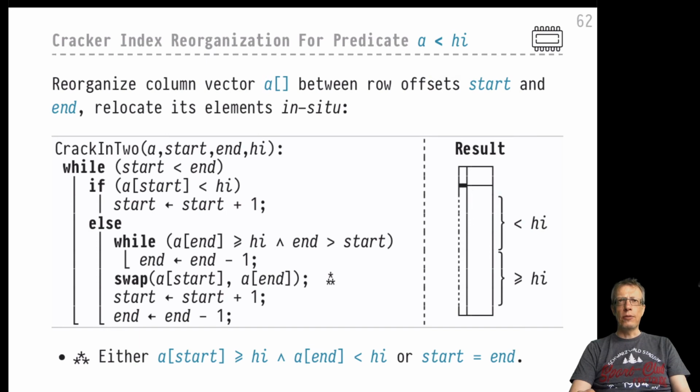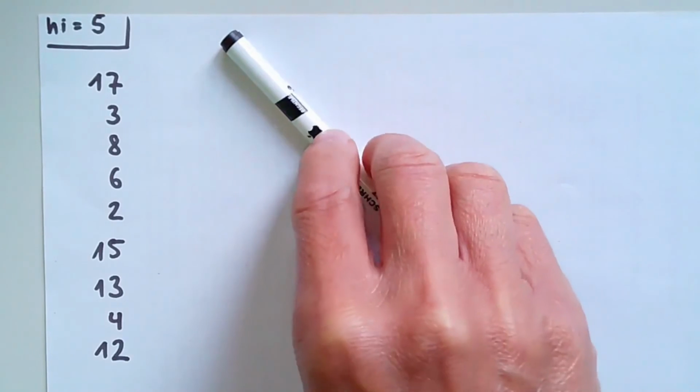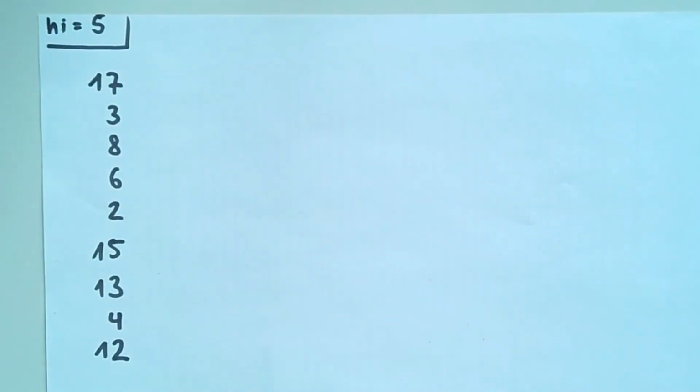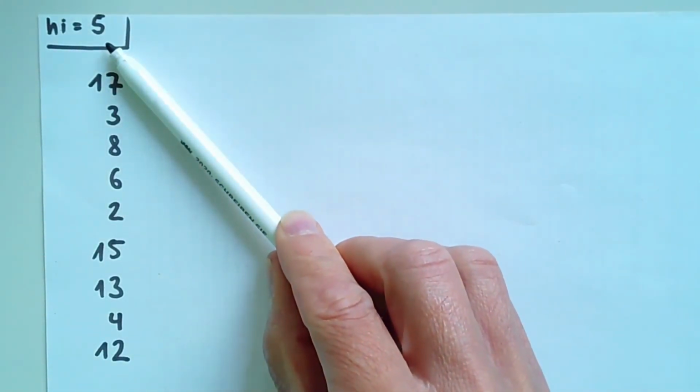Okay, I think I brought an example with me that shows how this pointer movement and the swapping of elements could look like in a column. So here we go. This is one such sample column. It's just an unordered range of values. Okay, and well, we would like to rearrange it. We would like to crack it in two regarding this selection value 5.